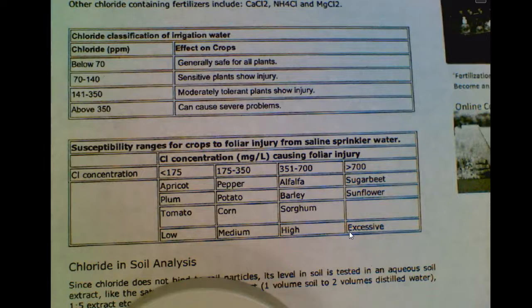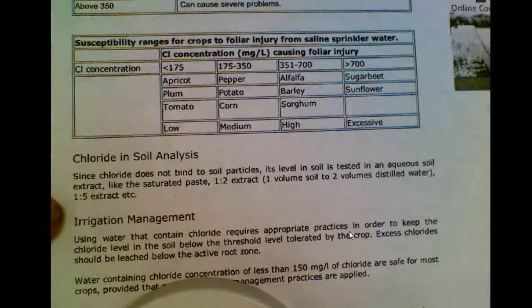And here shows your susceptibility ranges for crops for foliar injury from saline sprinkler water. And you can see that apricots, plums, and tomatoes are pretty low, or I should say they can't stand much chloride. Peppers, potatoes, and corn are medium. Your alfalfa, barley, and sorghum are high in their tolerance, and sugar beets and sunflowers can take probably the most chloride.